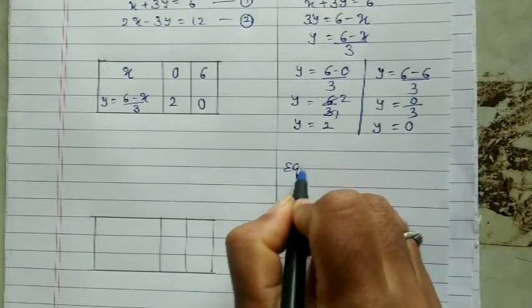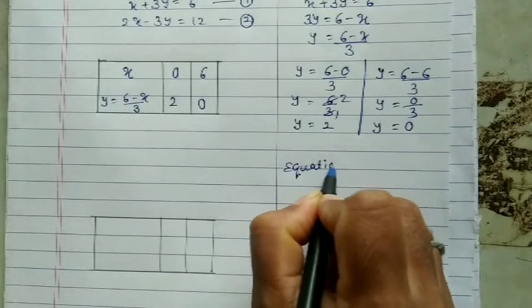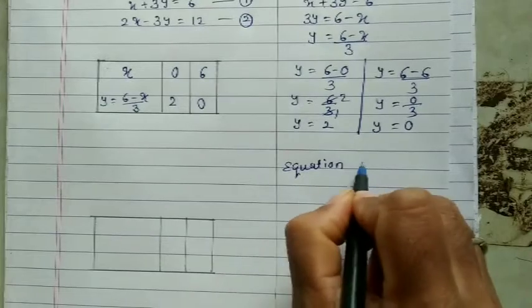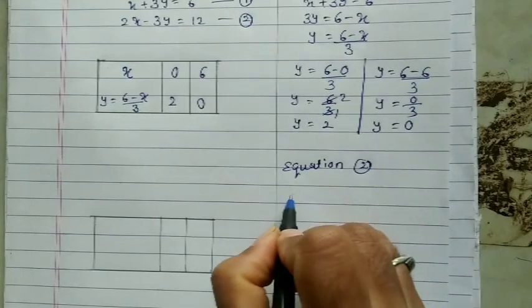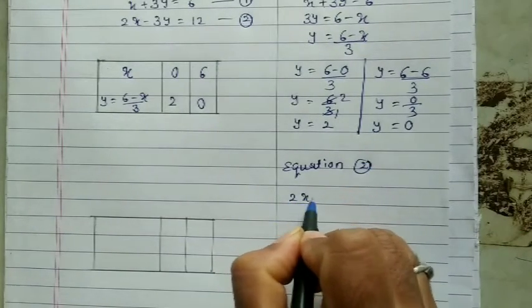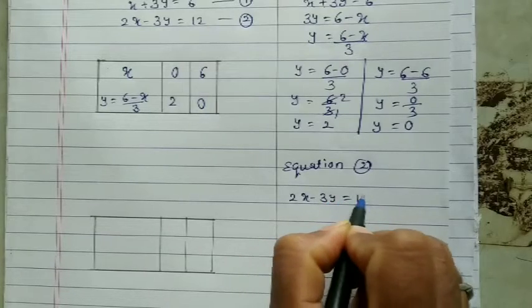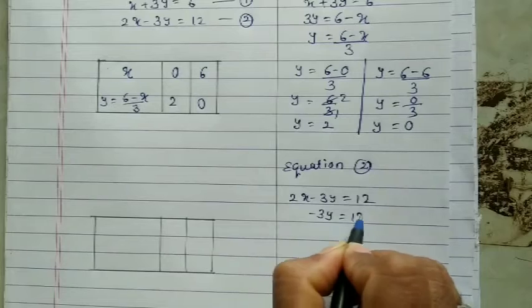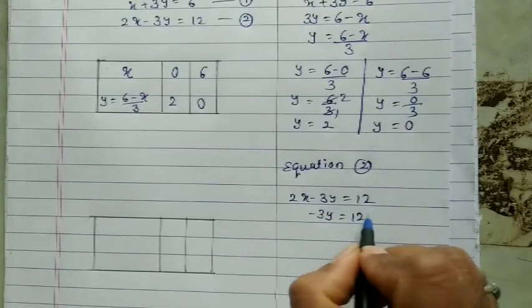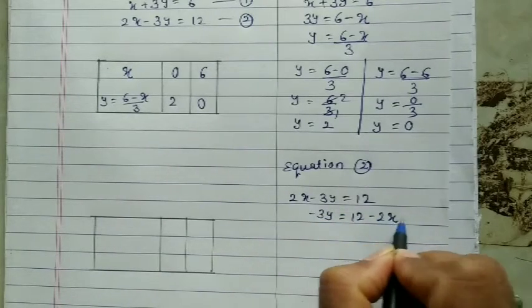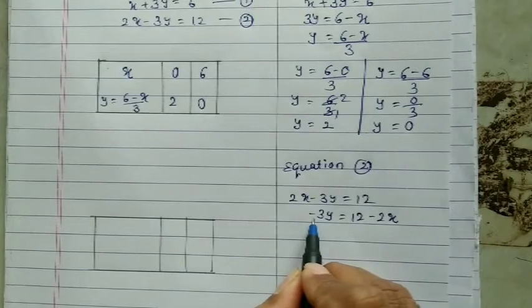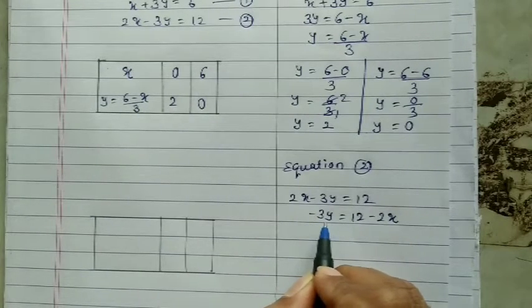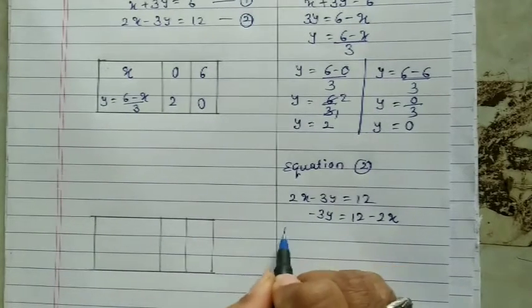So for equation 2, we will find the values. For that we have to take the second equation. What is the second equation? It is 2x - 3y = 12. Now we will shift terms one by one. Minus 3y as it is, 12 as it is, we will shift 2x to that side, so it is minus 2x. Now here we are having a minus value. We want it in plus. So what we will do?